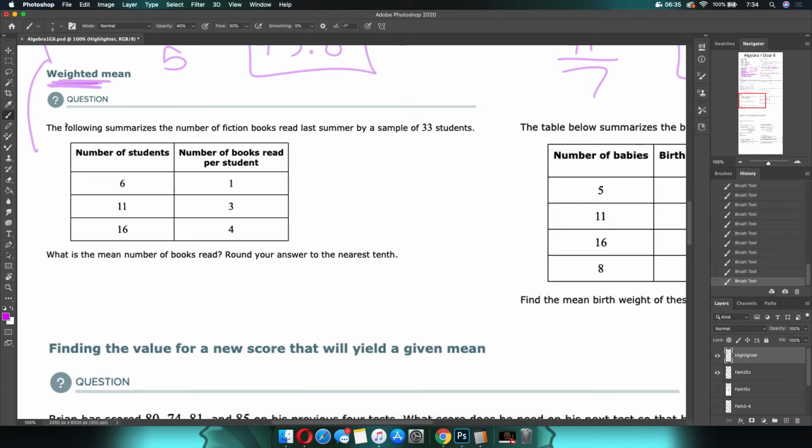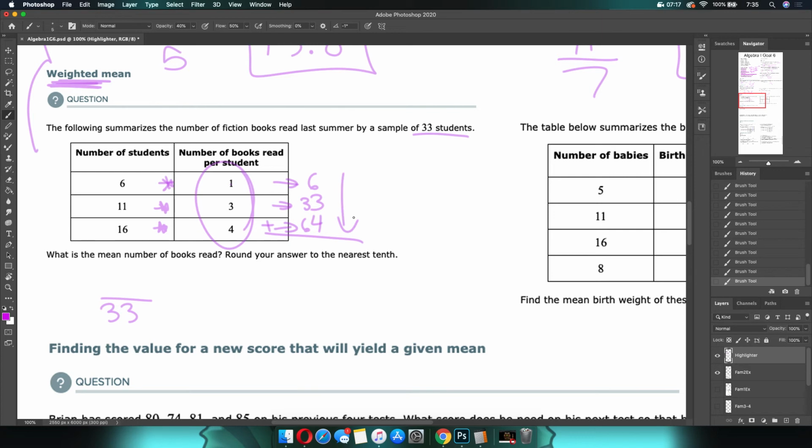You can see, let's see here, following summarizes the number of fiction books read last summer by a sample of 33 students. So we already know this is going to be over 33. But here's the thing, there's your number of students, they add up to 33, but this is the data that we're actually looking at. So what we're doing is we're multiplying across. So 6 students read 1 book, that's a total of 6 books. 11 students times 3 is 33. 16 times 4 is 64 books read, excuse me. So now this is what we are adding up. So we are multiplying across and then we're adding down.